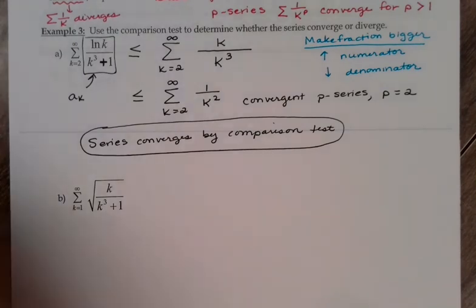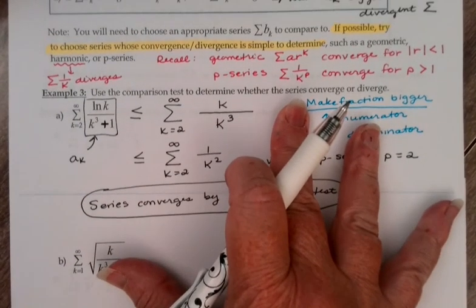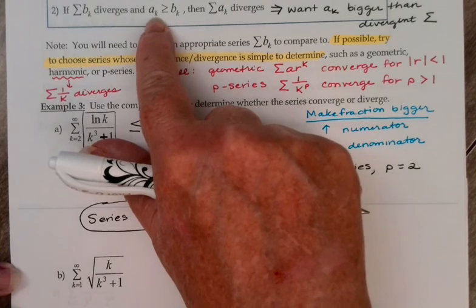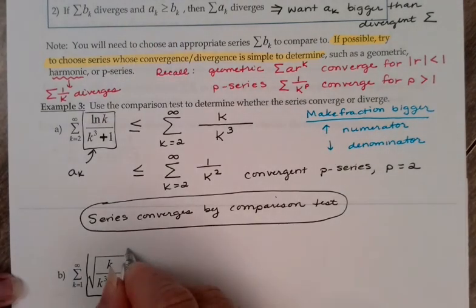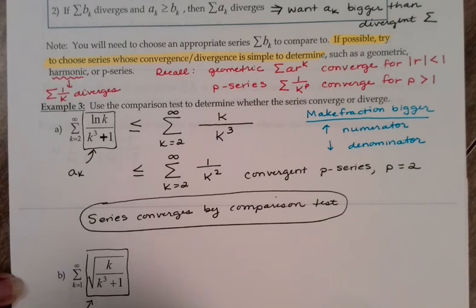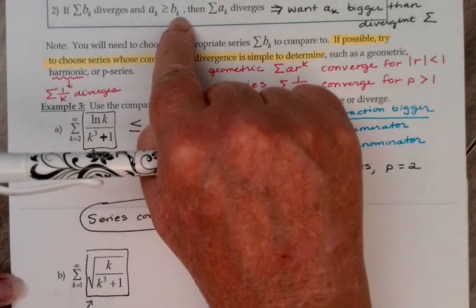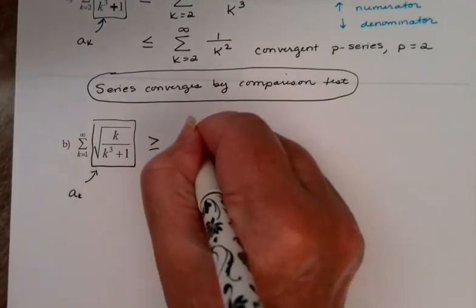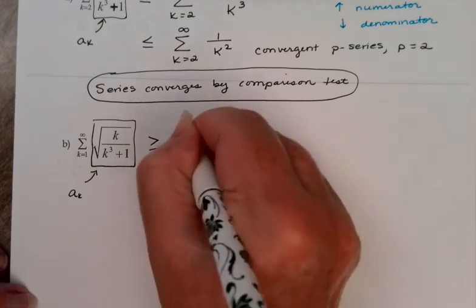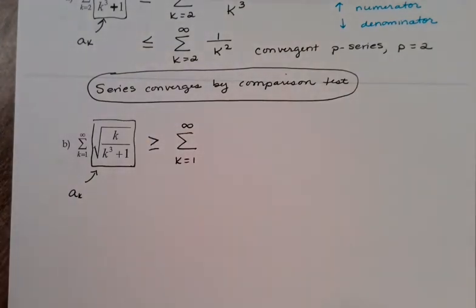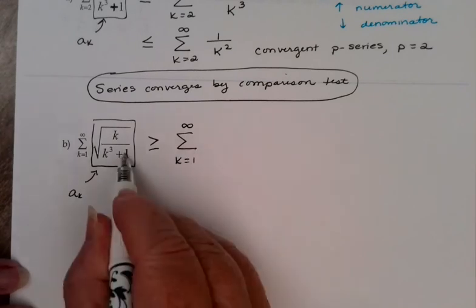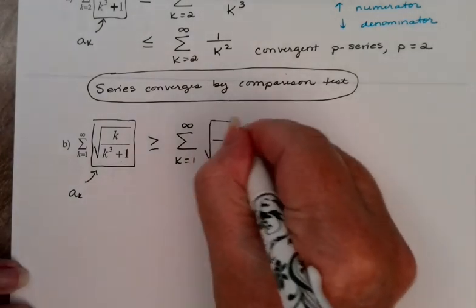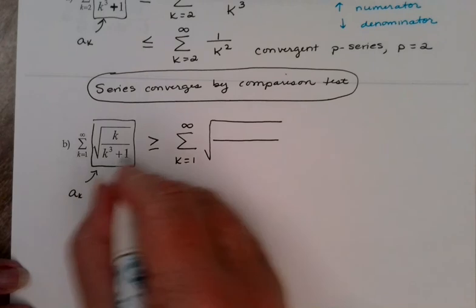Since I think it's going to diverge, back up here again for a second. I want my given series, this is my a sub k's, to be larger than something that diverges. All right, so if this is going to be larger than this, I'm trying to make this smaller. So same deal with my fraction under the radical. My goal is to make that fraction smaller.